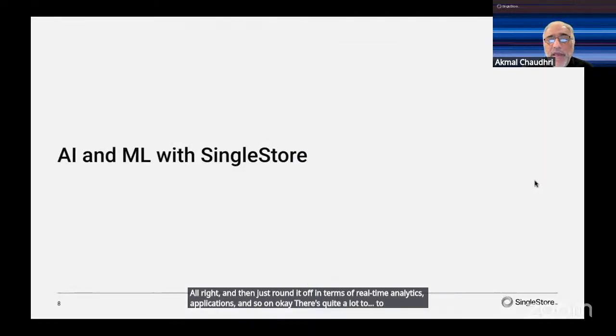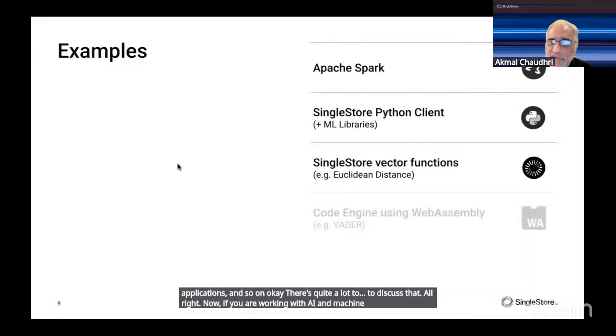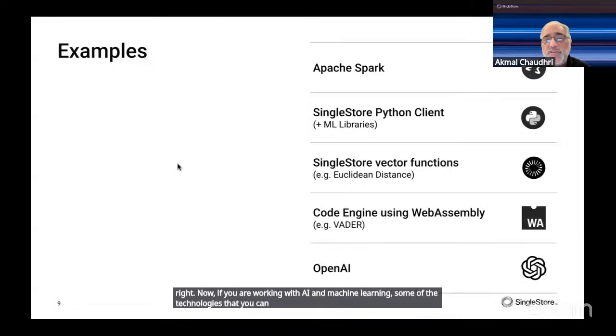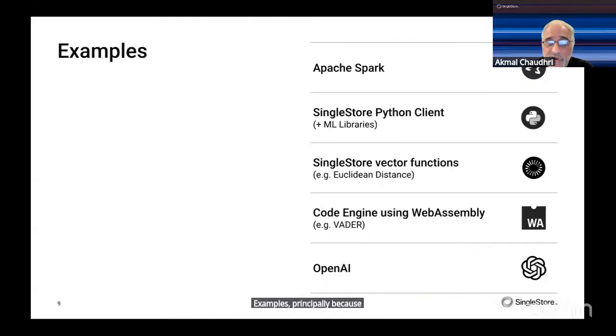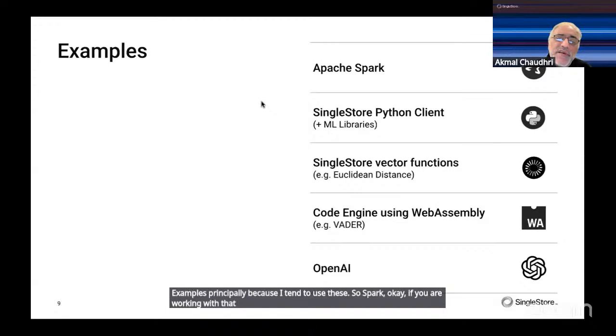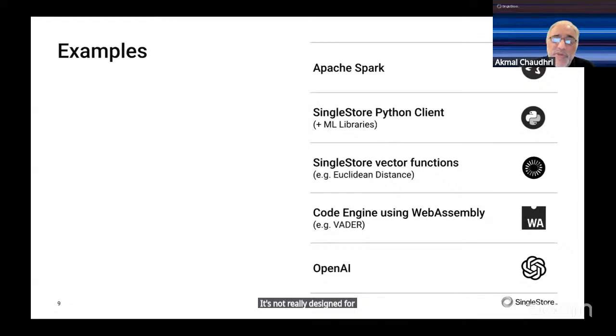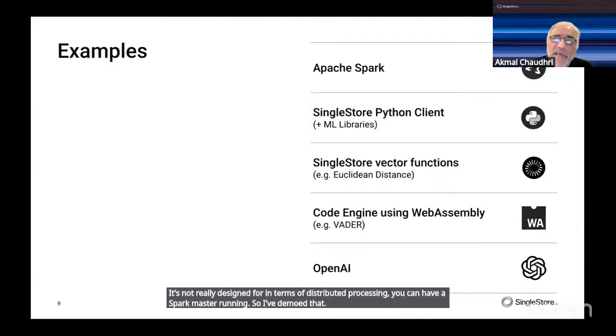Now, if you are working with AI and machine learning, some of the technologies that you can very easily use with SingleStore, and by the way, this is not an exhaustive list. These are some examples, principally because I tend to use these. So Spark, if you are working with that, runs quite well on a very small scale in our Jupyter notebook environment in the cloud. It's not really designed for distributed processing, but you can have a Spark master running. I've demoed that in the past, and that works quite well.